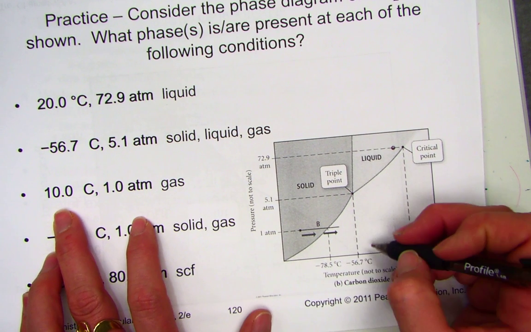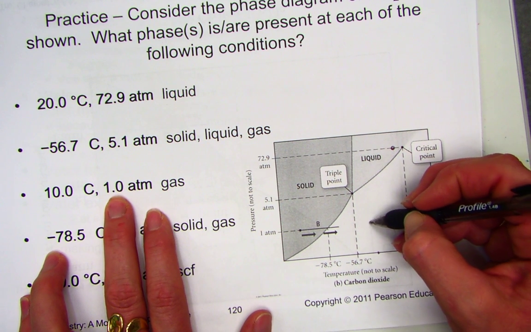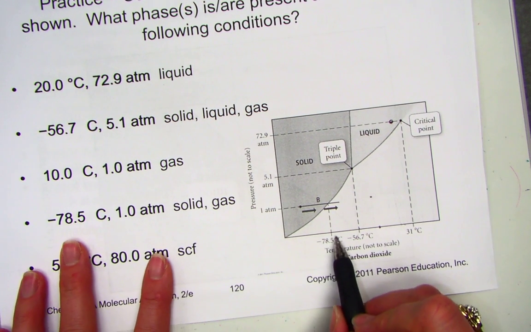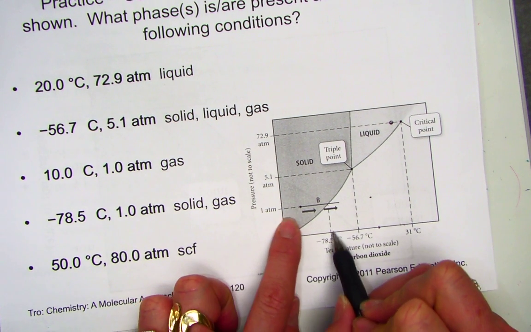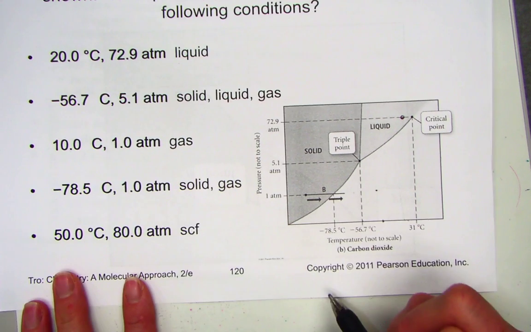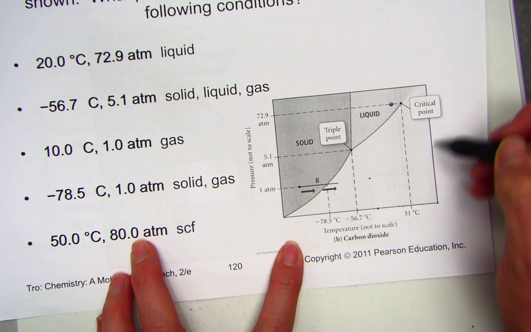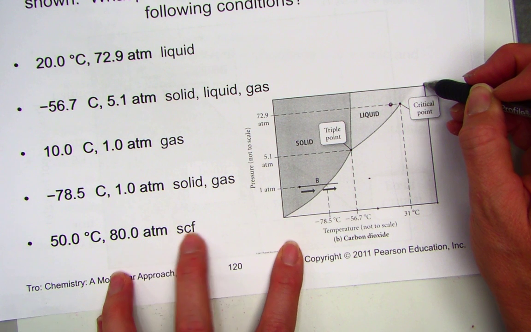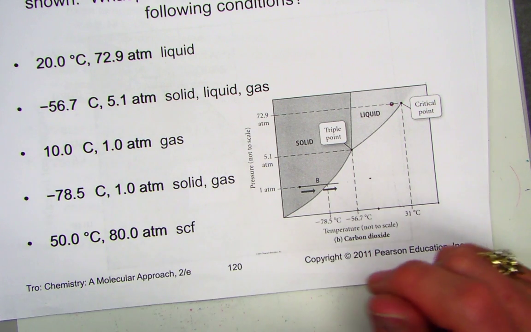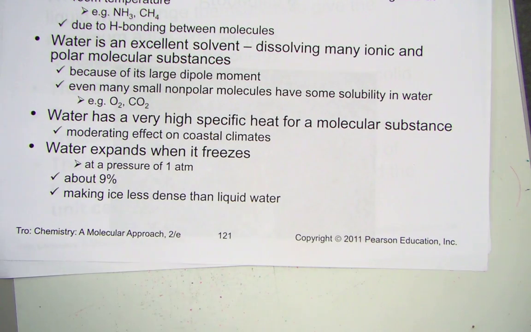At 10 degrees Celsius, about here, at 1 atmosphere, about here, I'm clearly in the gaseous phase, the only phase present. Negative 78.5, normal pressure, I'm right on the line between the solid and the gas. At 50 degrees, up at this point, 80 atmospheres, well beyond the critical point, supercritical fluid. Can't distinguish between the liquid and the gas. We're beyond the critical point. So some problems are just as easy as that one, just reading the graph for the phases of matter.